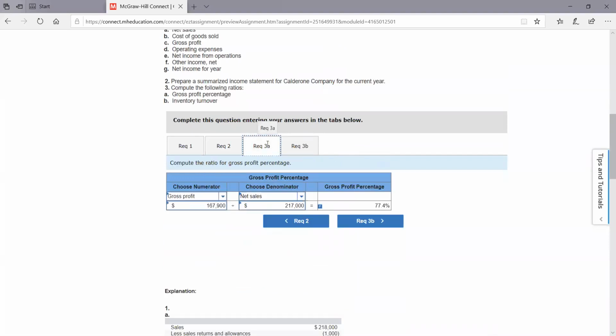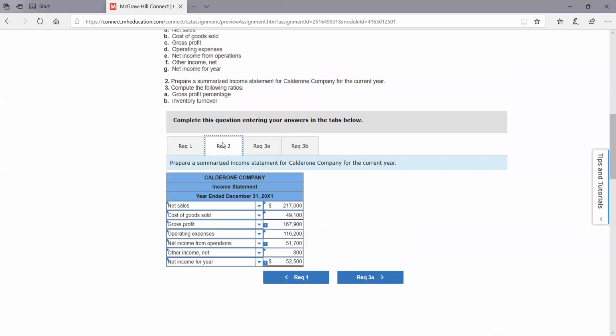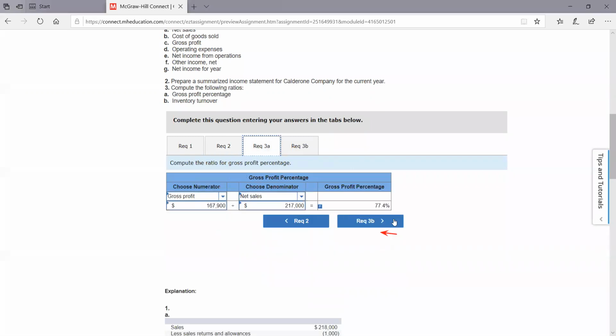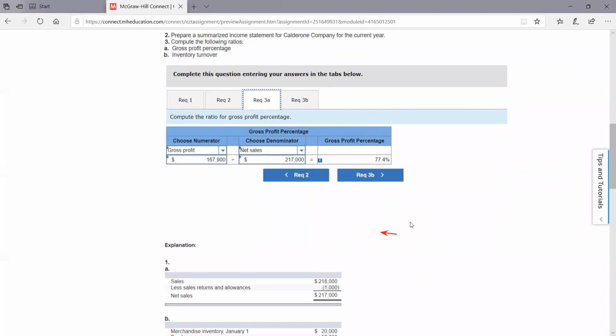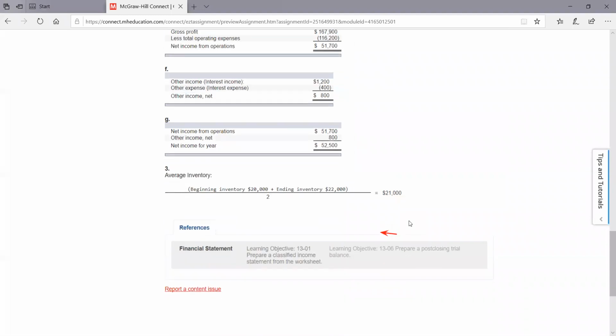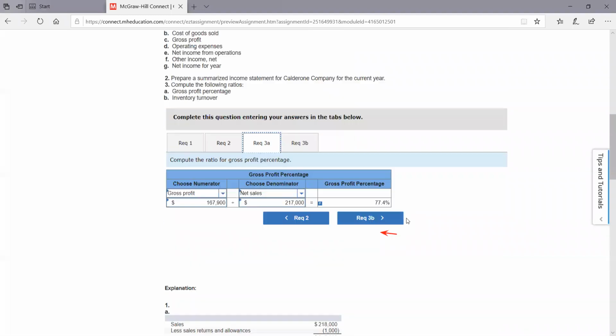Okay, 3A, here's your gross profit percentage. Remember, gross profit, you're just going to take your gross profit, divide by your net sales, and you get about 77.4%. And again, they show you that calculation. I guess they don't on this one right there. I just showed it to you.